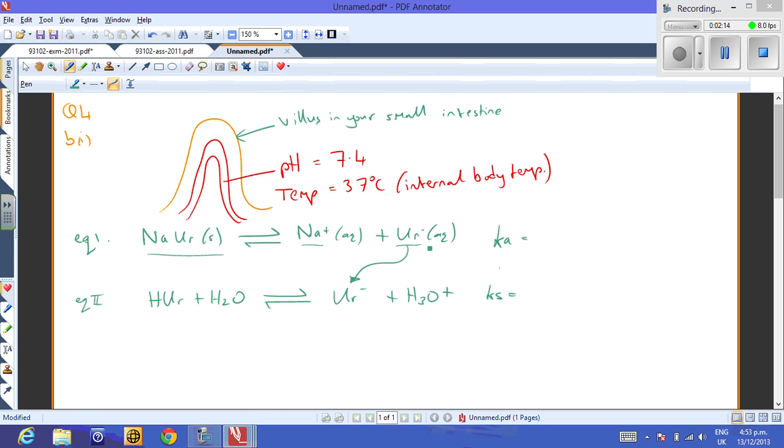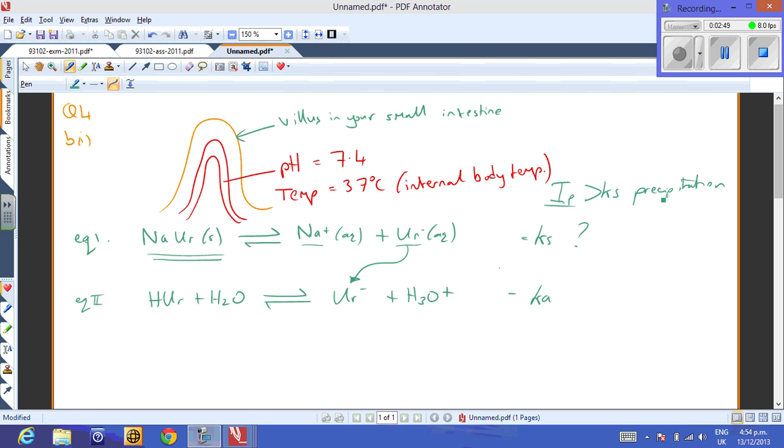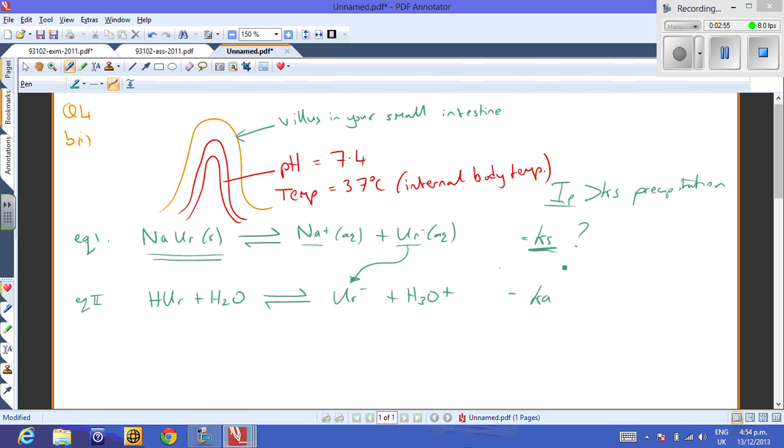You're given a Ka for that, not a Ka, rather a Ks you have to work out. So get rid of that, swap those around, I wrote them the wrong way. So you're given a Ka for the acid situation, but you need to work out a Ks for that situation there, because the question here is if the ionic product of equation 1 is greater than the Ks for sodium urate, then you will get precipitation. So this is the key idea here. If the ionic product, the IP, is greater than the Ks for sodium urate, then you get precipitation. So we need to work out the Ks at some point for sodium urate.